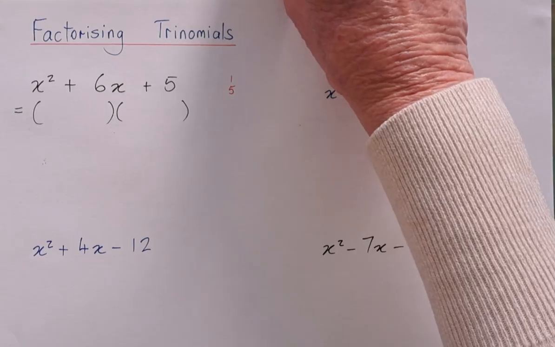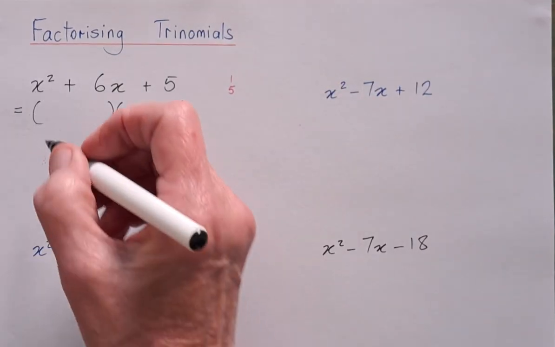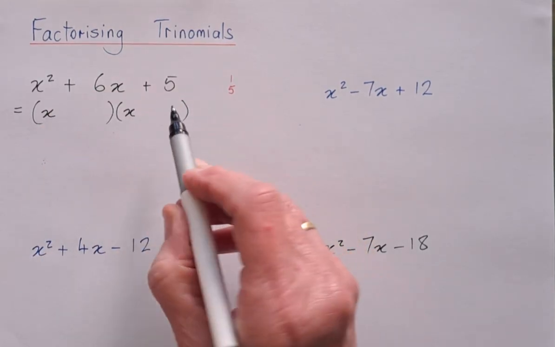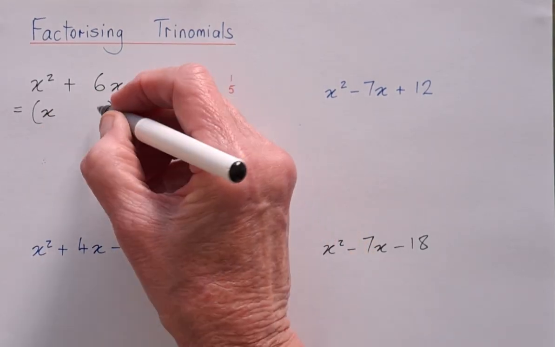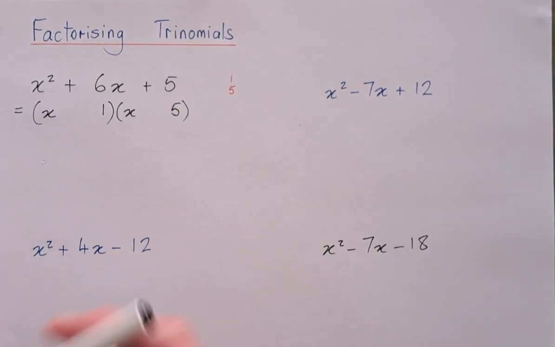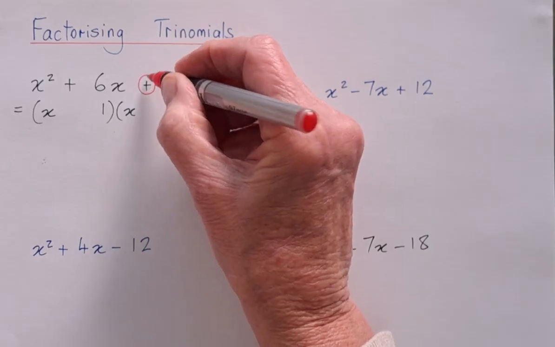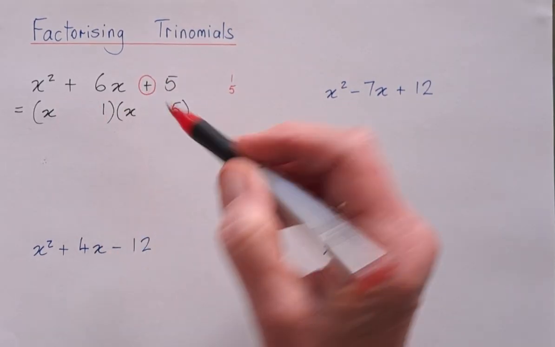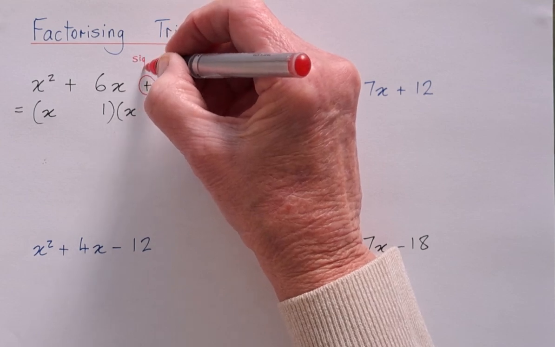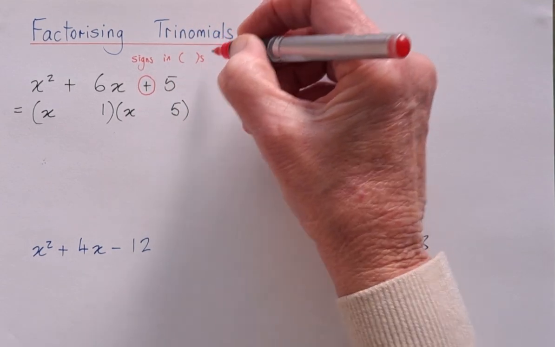So as we look at what's going to go into each bracket, x squared is going to be broken up into x times x. And then the 5 is going to be broken up into 1 times 5. And then we need to look at the signs. You need to look at the second sign first. If the second sign is positive, then it means that the signs in the brackets are the same.